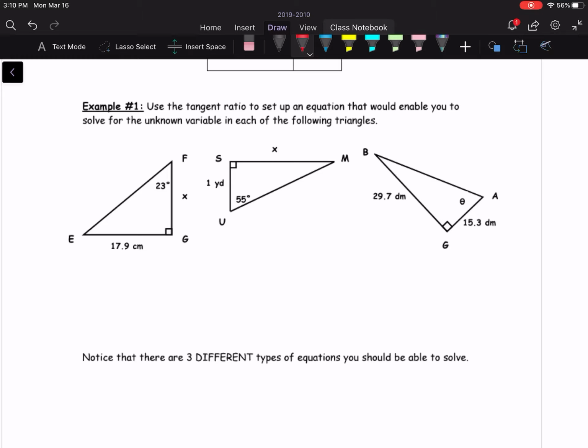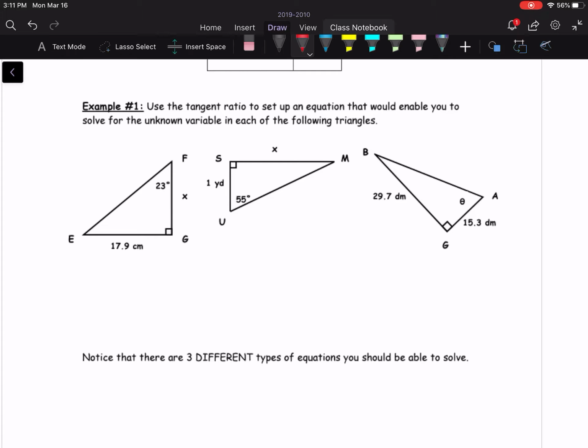So taking a look at example 1, this is a nice question that kind of breaks down the three different types of equations you're going to see. In any trigonometric equation, there's three variables. There's an angle, and then there's two side lengths that make up the ratio. I'm going to set up the equations for each of these three triangles to solve for the unknown, and then we'll come back and actually solve.